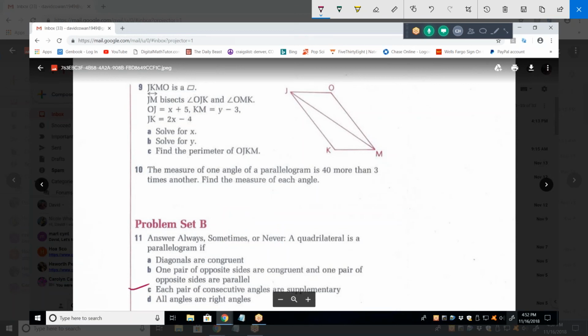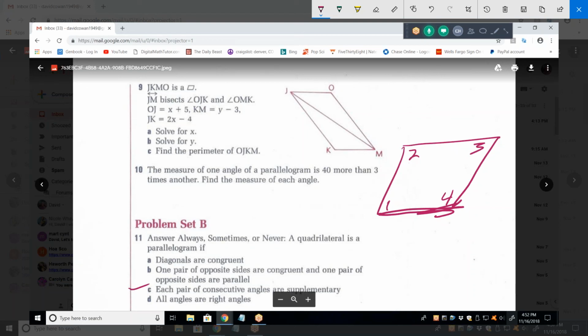C. Each pair of consecutive angles are supplementary. Well, we certainly know that if I draw a normal parallelogram, 1 is supplementary to 2, 2 is supplementary to 3, 3 is supplementary to 4. Now, can I draw a figure that is true, and yet it's not a parallelogram? Can you?